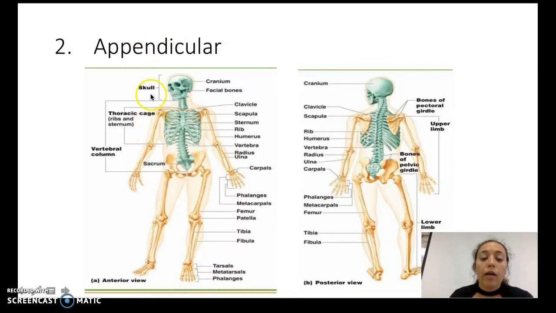So just knowing, I think there'll be a question that you identify a bone, but also there'll be a question where you just have to know the difference between appendicular and axial. Okay, that's all for bones, and you'll do a couple of activities in your quiz before moving on.